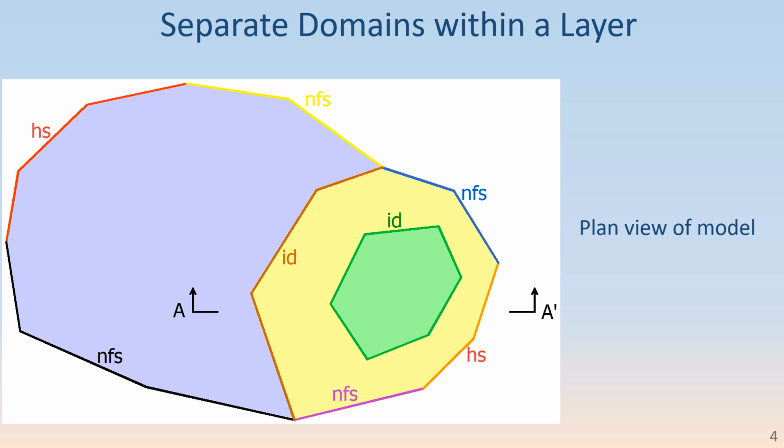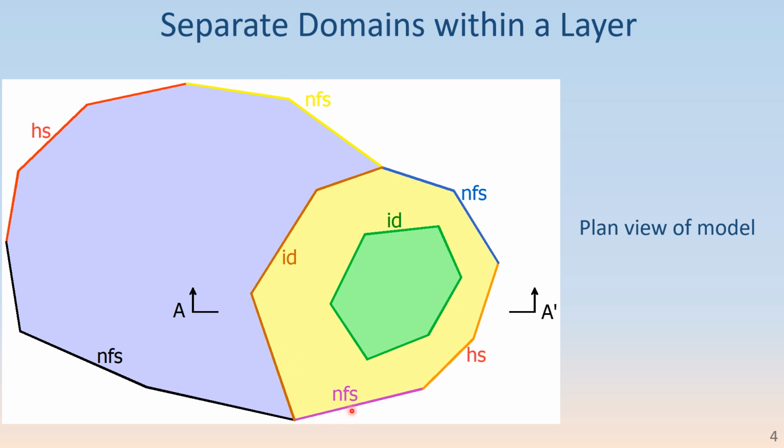This is a bird's eye view of an Anaqsim model with just one layer, and it has three domains. This blue one, the yellow one, and the green one. And there are different kinds of external line boundaries that define the external limits of each domain. This green boundary I'm tracing here is an interdomain boundary, hence ID, that separates the green from the yellow. This is another interdomain boundary that separates the yellow from the blue.